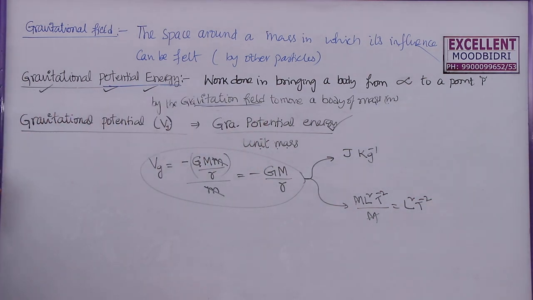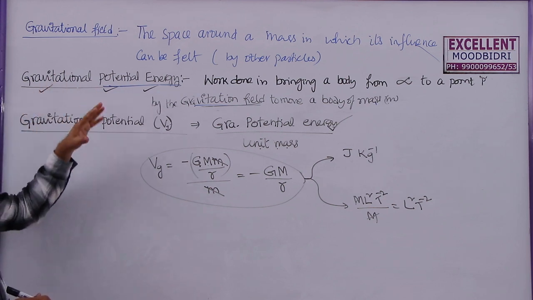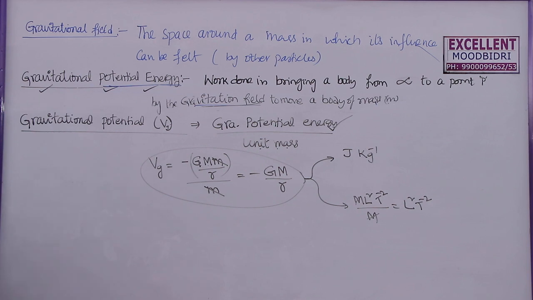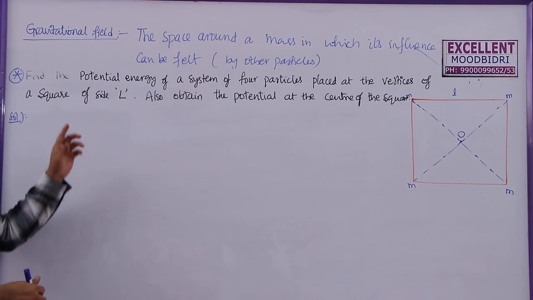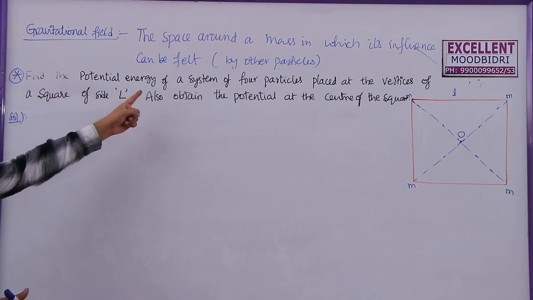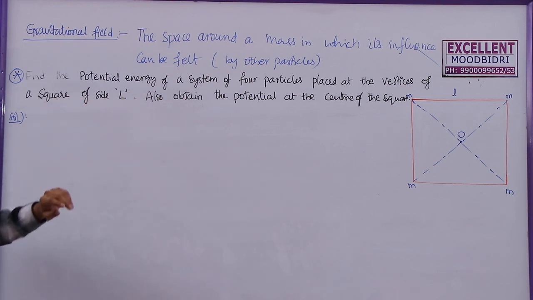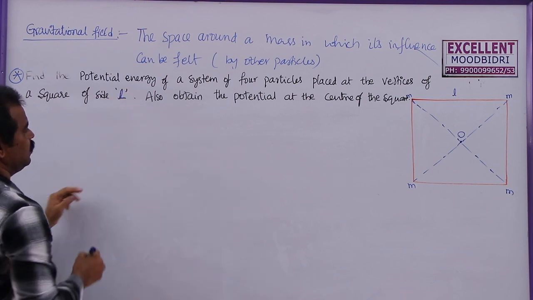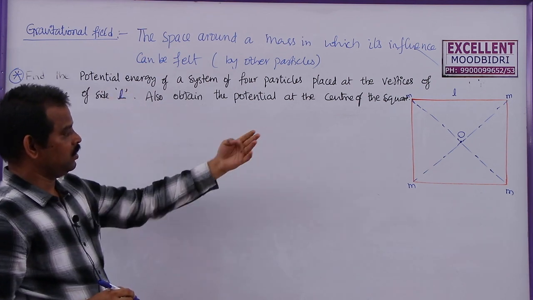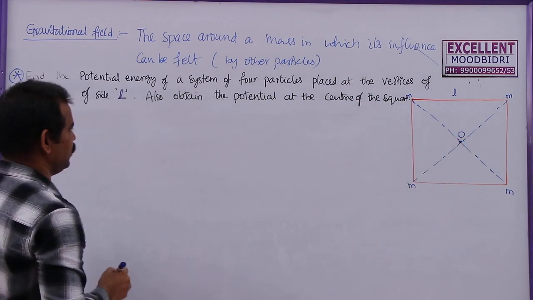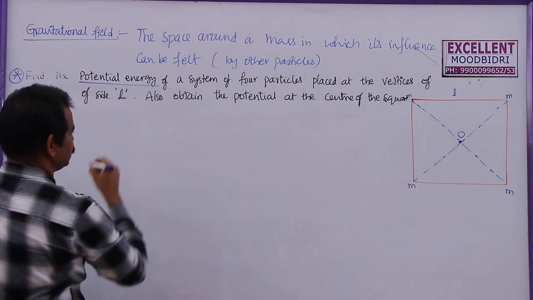Now we are going to solve a problem based on this gravitational potential energy and gravitational potential. Now the problem is, find the potential energy of a system of four particles placed at the vertices of a square of side L. Here this side is L. Also obtain the potential at the center of the square. So what is the potential at the center of this square they are asking? First of all, let me find out the potential energy of the system.